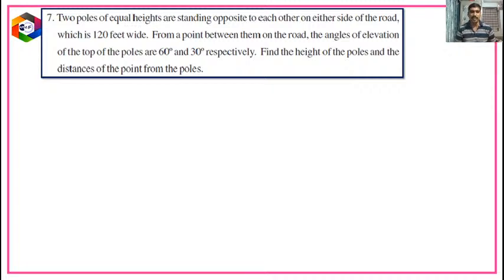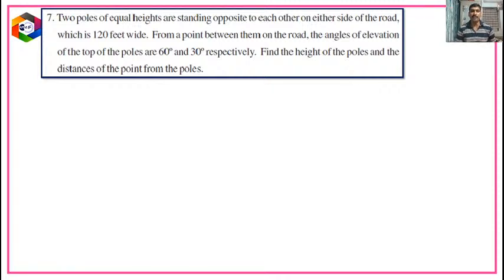So here the question is, there are two poles which are of equal height, standing opposite each other on either side of the road, one pole on this side and one on that side. And the width of the road is 120 feet. That means the distance between the two poles is 120 feet.